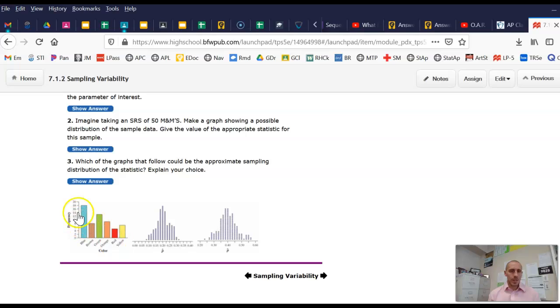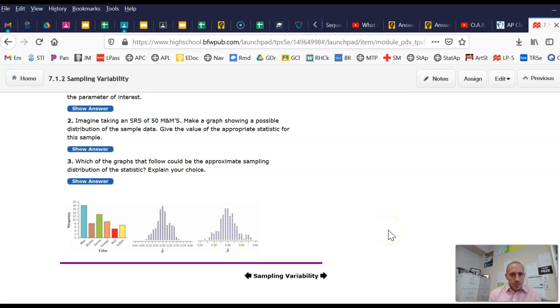Okay, the first one is absolutely out without a doubt. This is a bar graph. It's not graphing the sample proportion over and over and over again. Sampling, I'm doing it over and over again. So as I look at the second and the third one, these are both graphing the sampling distribution.